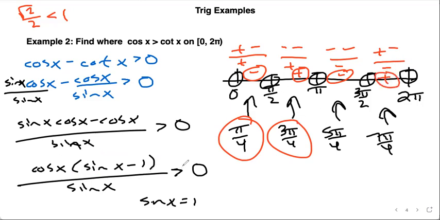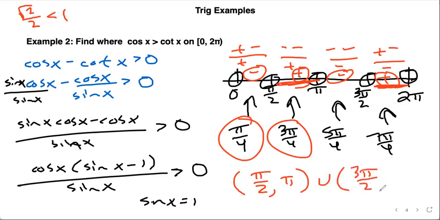Ultimately, we wanted greater than 0, so we wanted every positive interval, which means the answer here is going to be pi over 2 to pi, union 3 pi over 2 to 2 pi. That's the effort that's needed for this type of question. I know I can make this look a little easy sometimes, but this takes practice and takes patience to solve one of these. There's not a quick way. You've got to take your time.